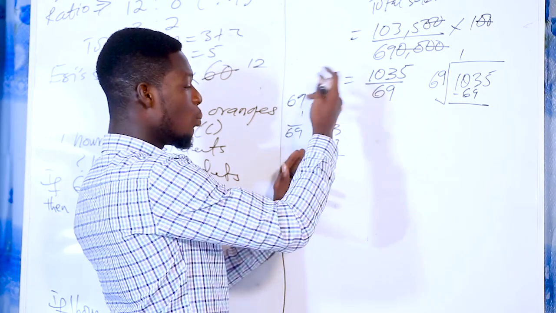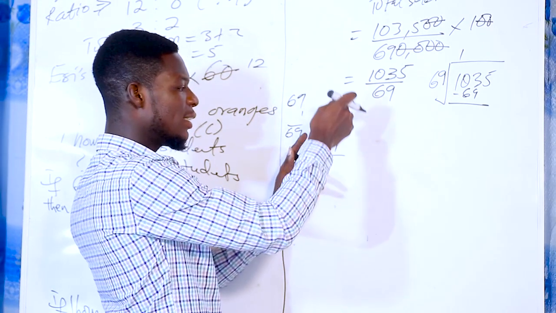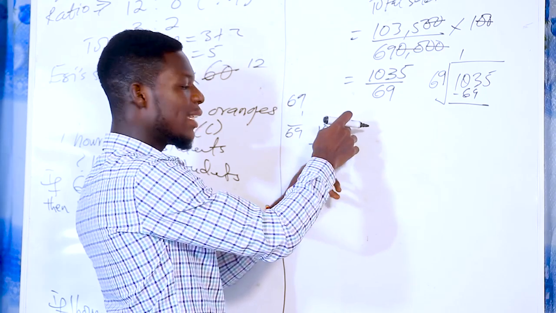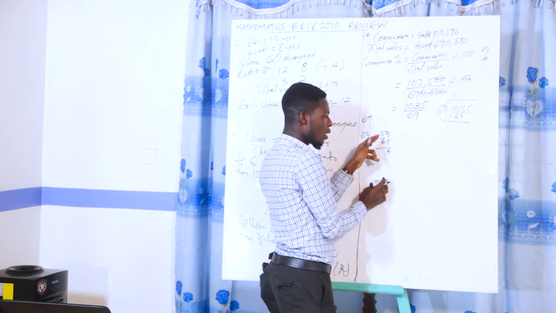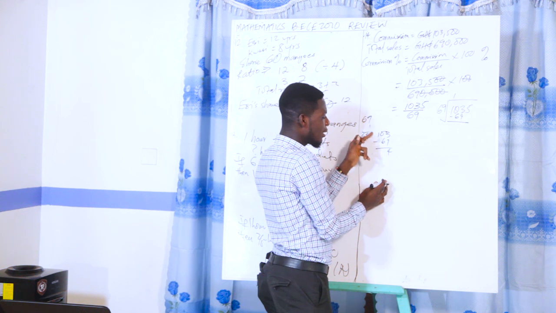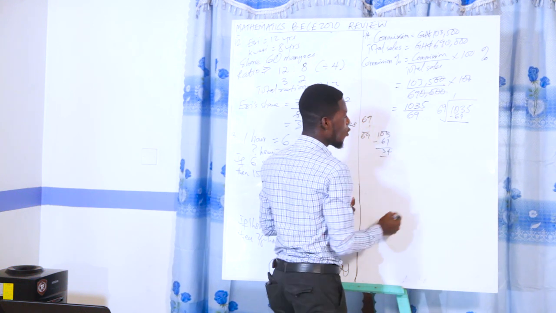9 from 3, we need to borrow. So we borrow 1 from here, take it here. This becomes 13. 13 minus 9 will give you 4. Then we are left with 9 here. 9 minus 6 will give you 3. So we have 34 more.